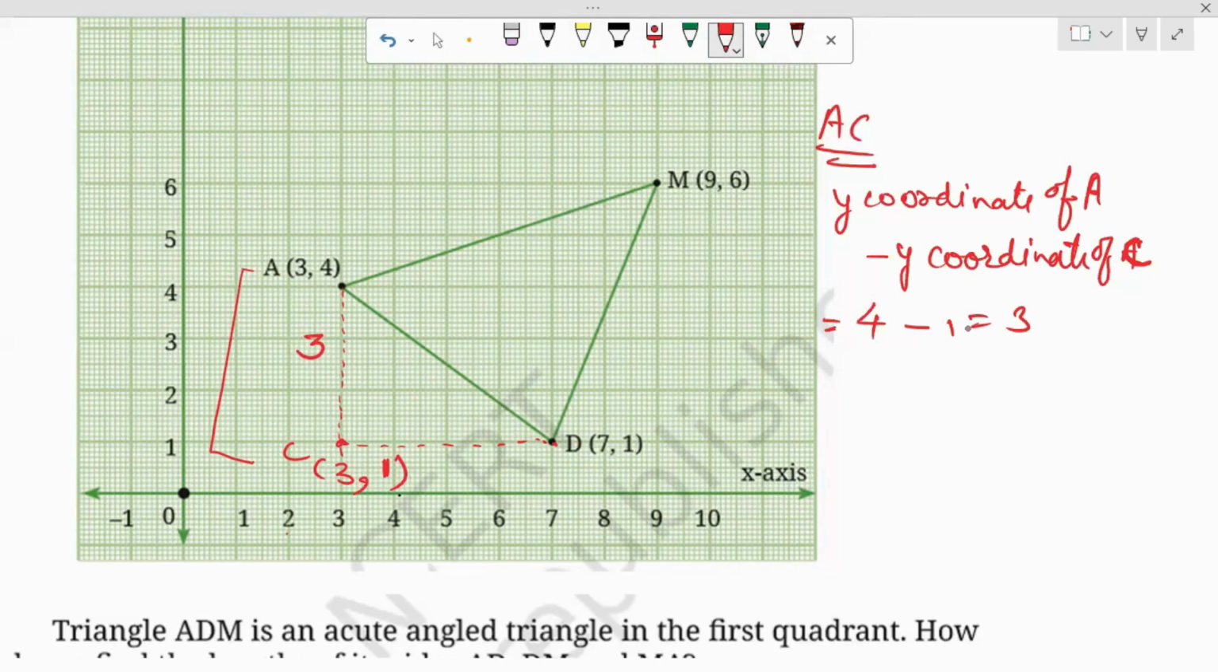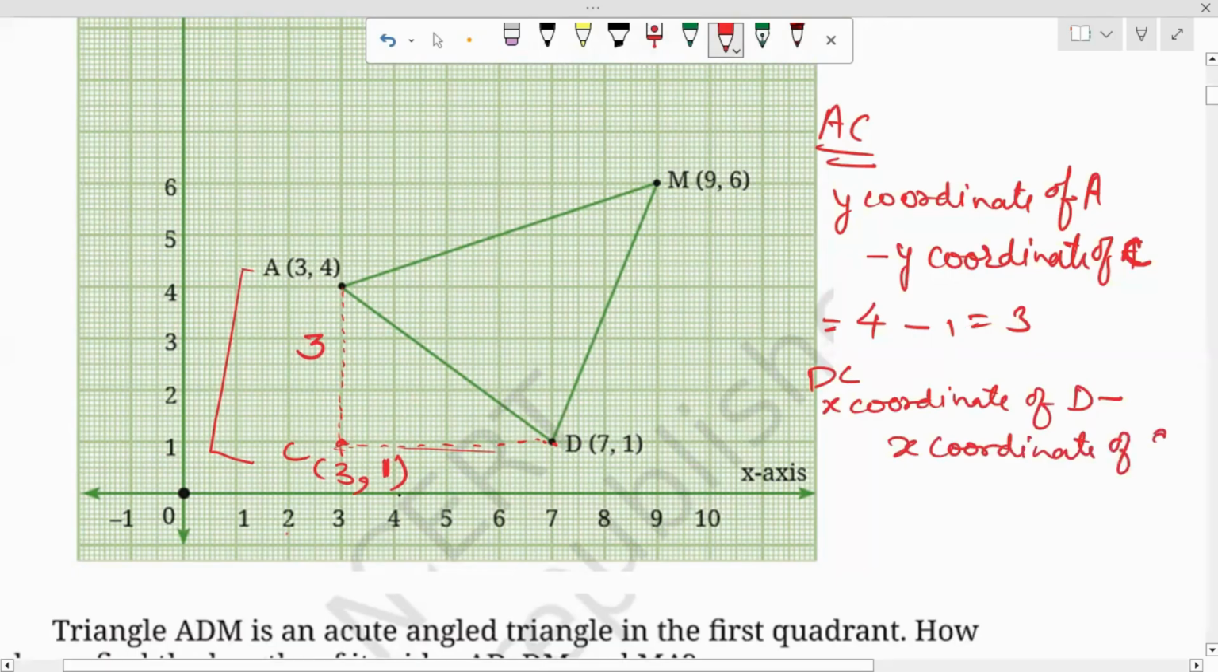Now, if you see DC, DC is parallel to the x-axis. So now we have to find DC. As it is parallel to the x-axis, we'll subtract x coordinates, right? So the x coordinate of D minus the x coordinate of C. Now the x coordinate of D is 7 and of C it's 3. So 7 minus 3 is 4. It means this length is 4 units.